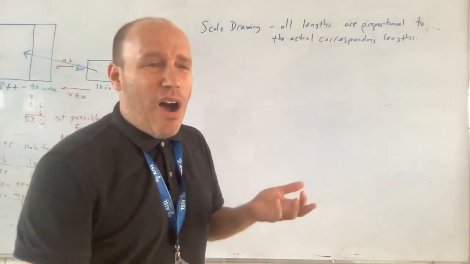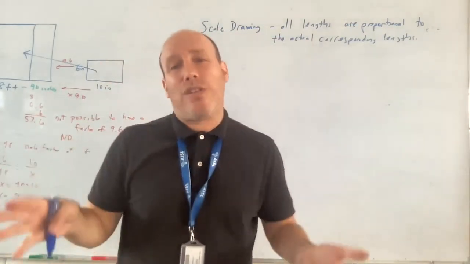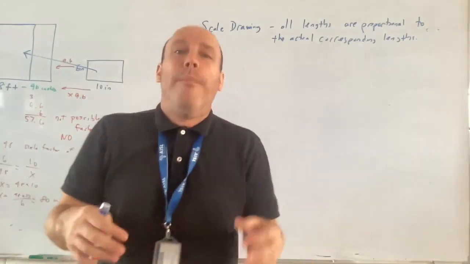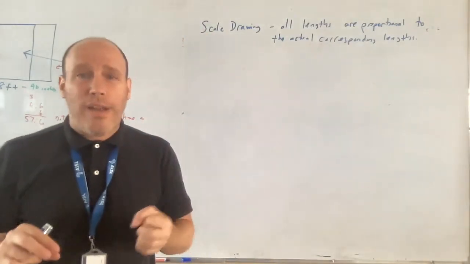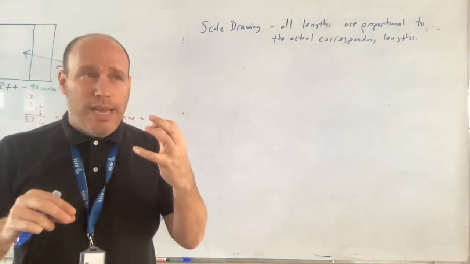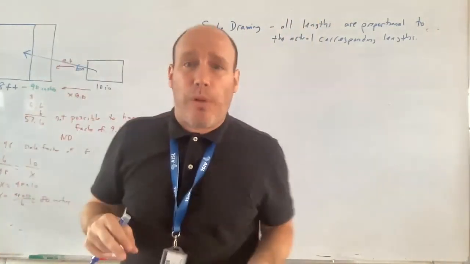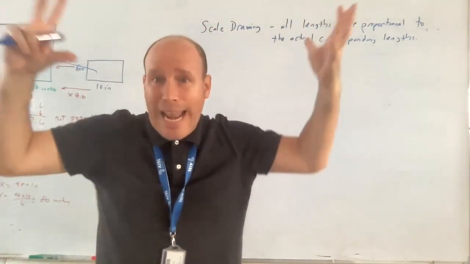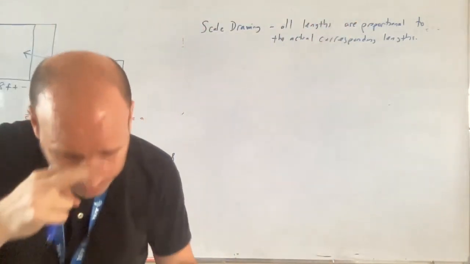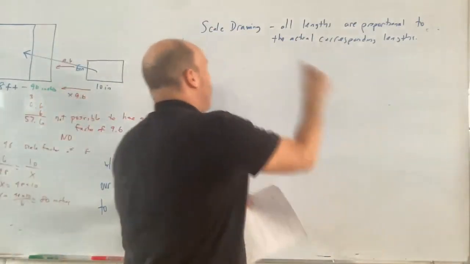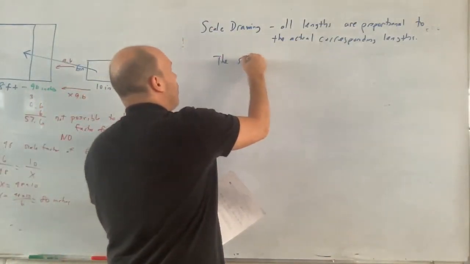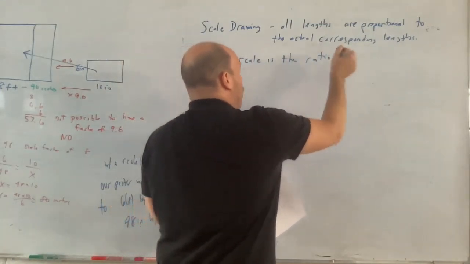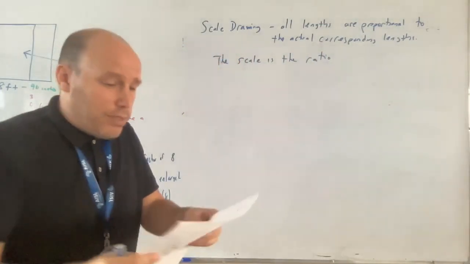You're going to see it on architects' plans. So for example, you're going to see a drawing of a house that isn't the house, but the way that the architects draw it, it correctly maps to the actual building. If you actually took the picture and enlarged it to the actual house, it would be that house. So the idea is the scale is the ratio. The scale is the ratio.